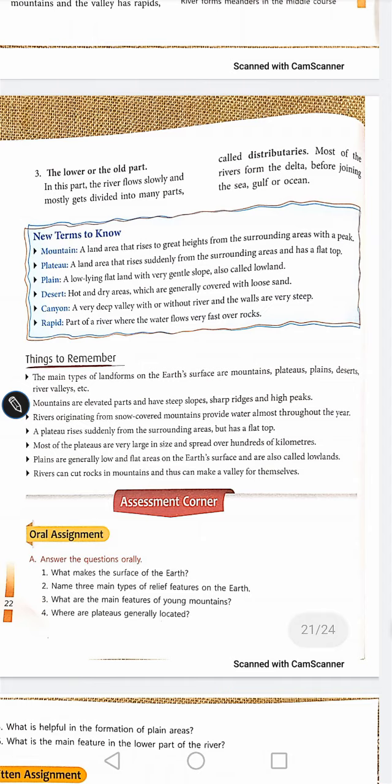Its walls are very steep, meaning the walls are very sharp. The walls are very steep. Now rapid: a part of a river where the water flows very fast over rocks. It is known as a rapid. Now your assignment is to do the fill in the blanks, take the correct answer and match the following. Question answers I will provide to you by photographs.